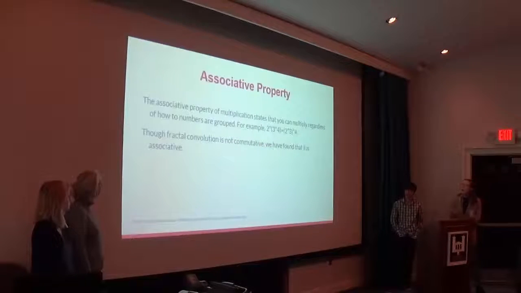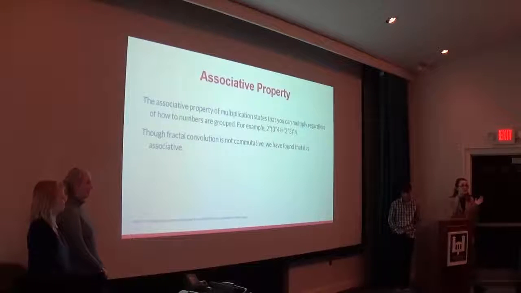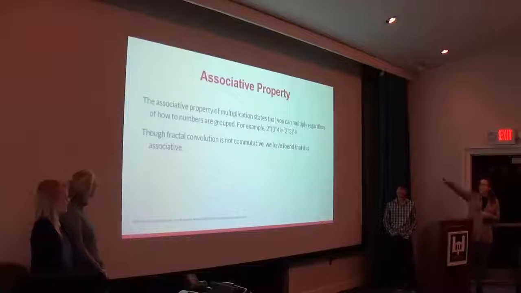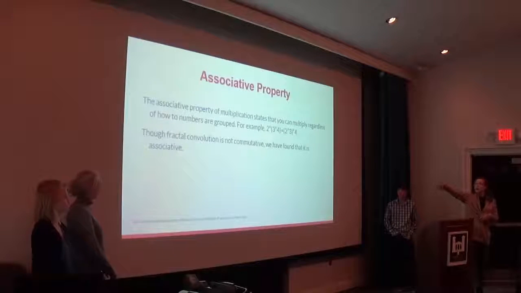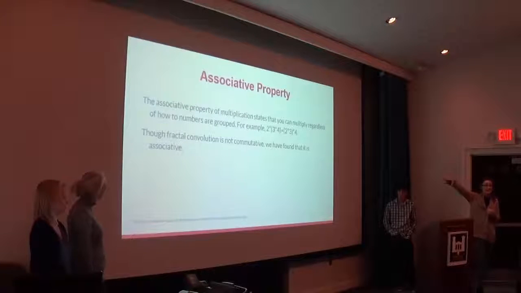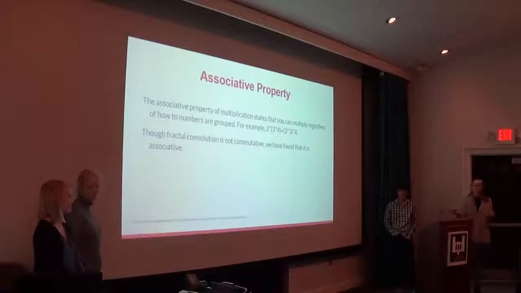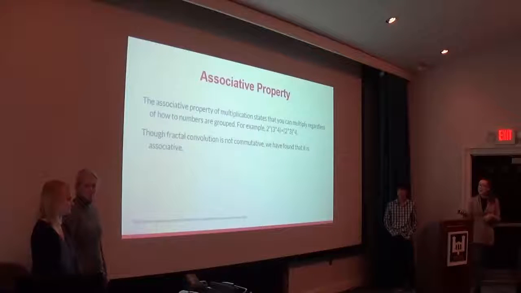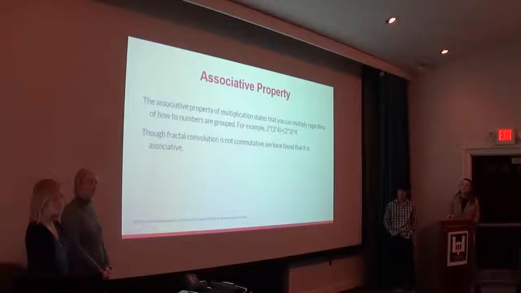Now, another cool property that numbers have is that it doesn't matter where your parentheses are. So 3 times 4 is 12, times 2 is 24. Now, 2 times 3 is 6, times 4, which is also 24. So numbers work that way as well. But we found that even though fractal convolution is not commutative, it is associative.